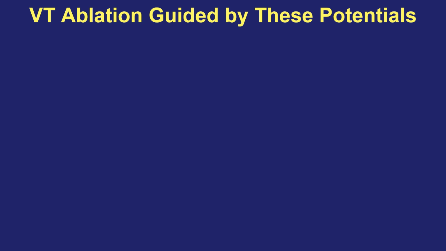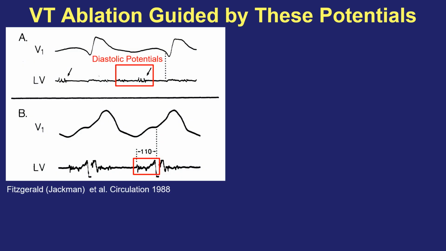These signals are very interesting, and this was recognized very early that these recordings within myocardial scar may be important with respect to ventricular tachycardia. Here's a publication back from 1988 by Sonny Jackman and his group, where they used diastolic potentials during VT as a guide for VT ablation. And they talked about the distance between the beginning of the QRS and the electrograms during electrical diastole, and found these and used these as targets for ablation.